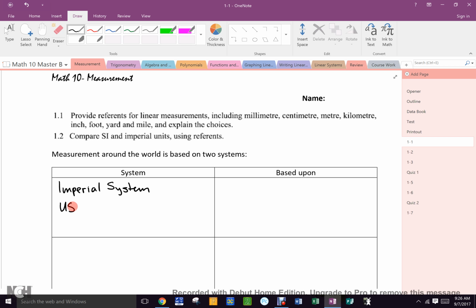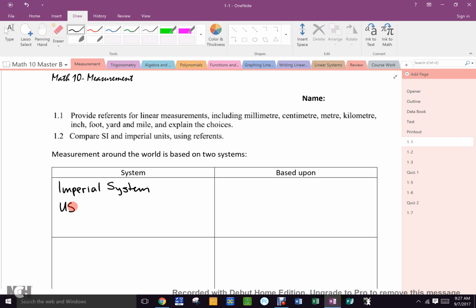You know what else is funny about America? Their military, which is all America cares about, doesn't do anything in Imperial. It's only the regular people on the street. I know, right? It's crazy, hey? Anyway, so the Imperial System, yes. What is the Imperial System based upon? Does anybody know? For measurement only. I'm not talking about weight and all that stuff. I'm talking about measurement only.